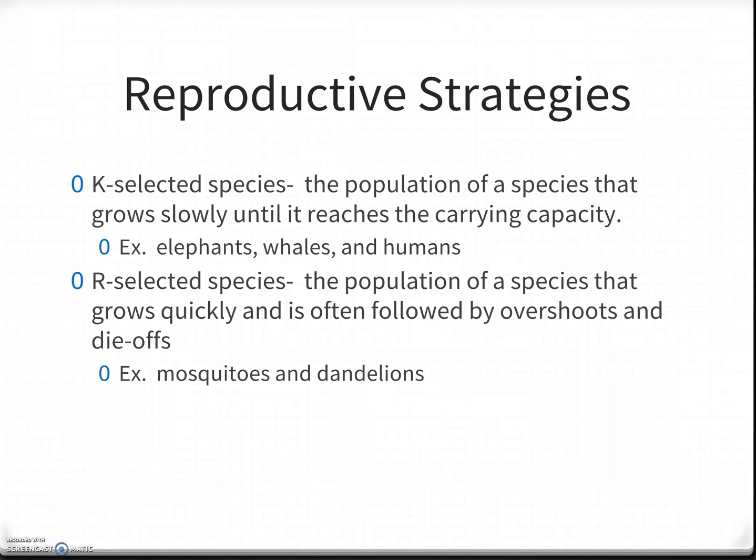R-selected species have high intrinsic growth rates because they reproduce often and they produce large numbers of offspring. They have rapid population growth followed by overshoots and die-offs. Traits of them include they are typically small, early reproduction age, and then little or no parental care. Examples of these are mosquitoes and dandelions, but also house mice, small fish, insects, and other weeds.